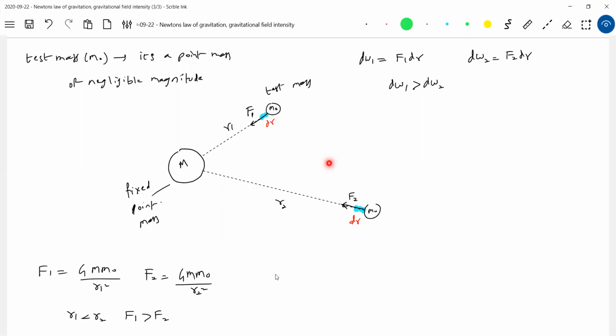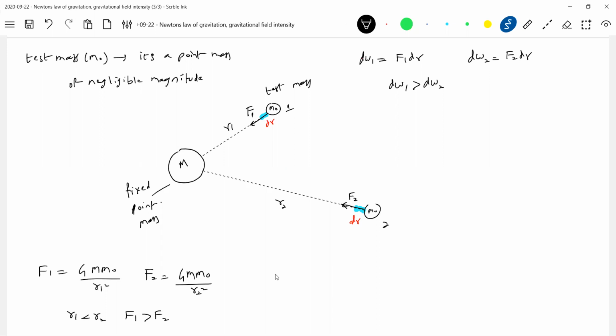Sir, did you keep two test masses? Okay, let's assume that first I keep the test mass here. Then it does work dW1. I keep the test mass there, and it does work dW2. So the work done by the gravitational force on the test mass will be more at point 1. This force is doing different work at different positions, and if it is doing work, it should have energy.